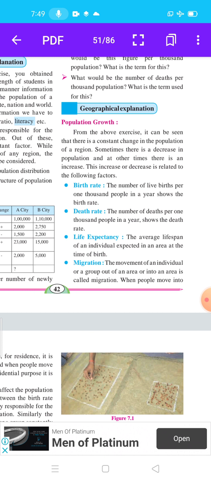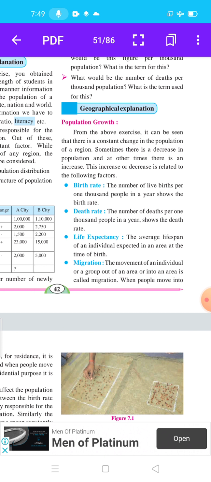Then the next point is life expectancy. The average lifespan of an individual expected in an area at the time of birth is life expectancy.